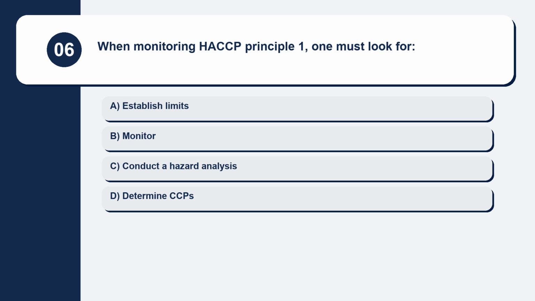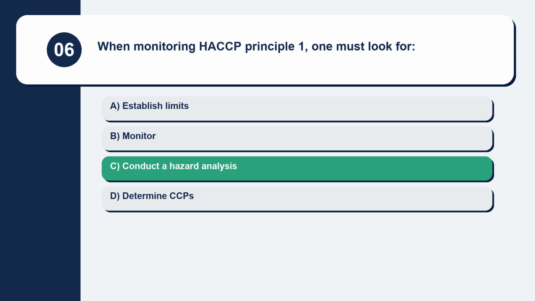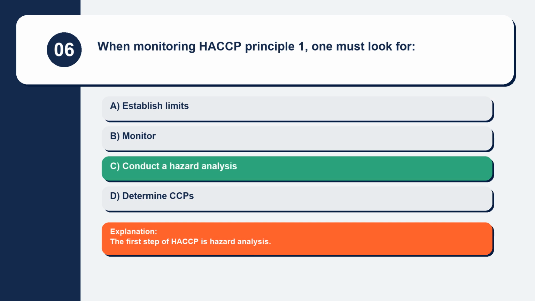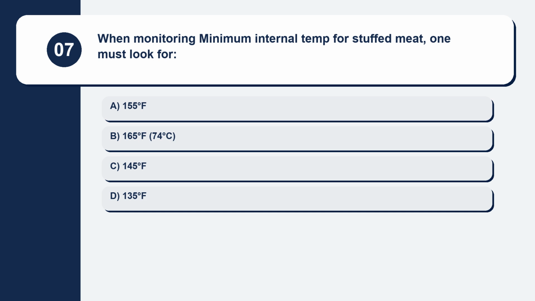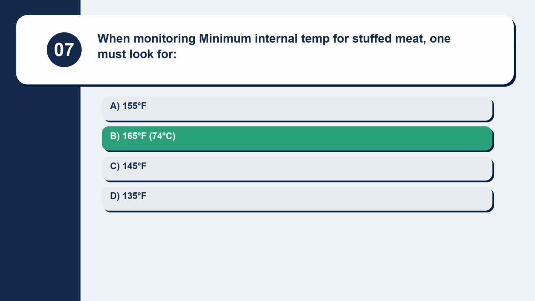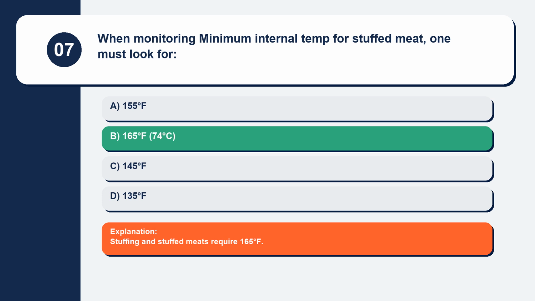Question 6. When monitoring HACCP Principle 1, one must look for: establish limits, monitor, conduct a hazard analysis, determine CCPs. The first step of HACCP is hazard analysis. Question 7. When monitoring minimum internal temp for stuffed meat, one must look for: 155 degrees Fahrenheit, 165 degrees Fahrenheit, 74 degrees Celsius, 145 degrees Fahrenheit, 135 degrees Fahrenheit. Stuffing and stuffed meats require 165 degrees Fahrenheit.